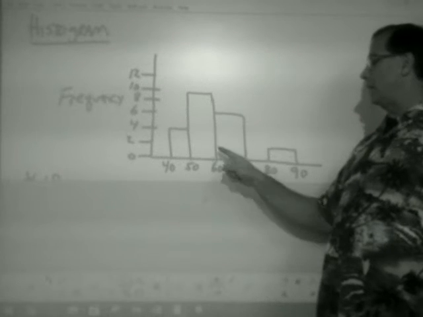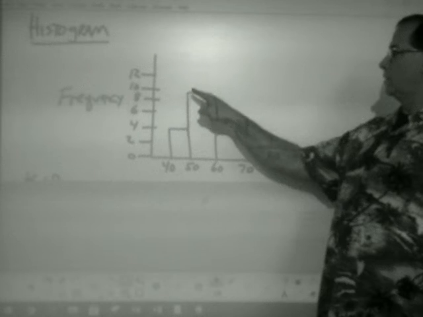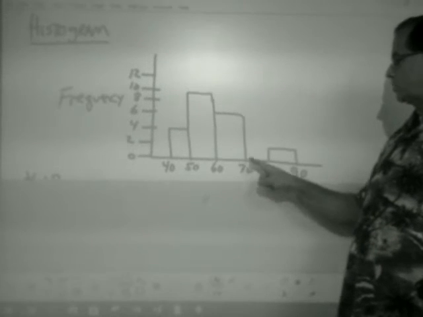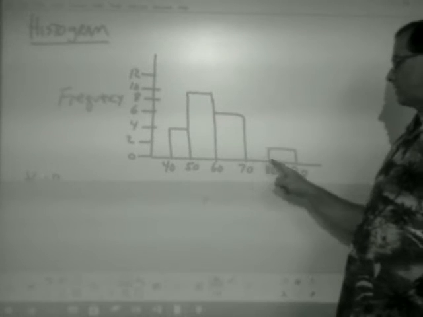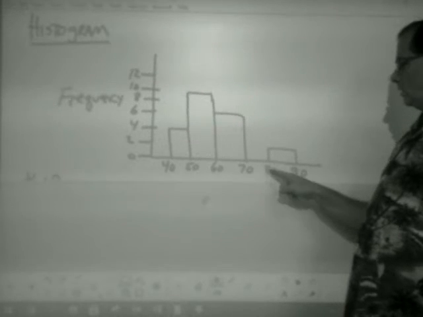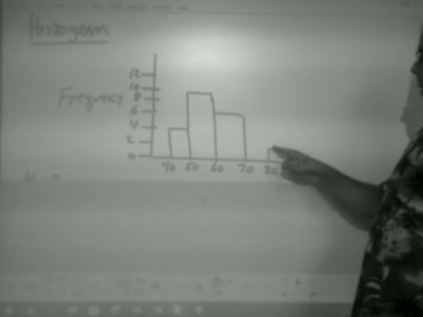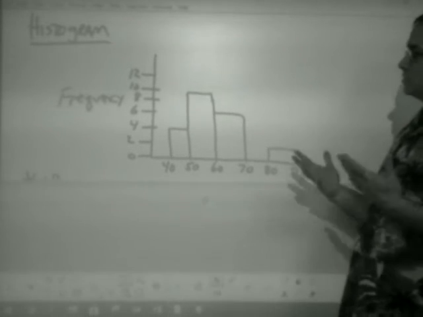50 to 59, but not including 60, there were 10 of them. And then there were 6 in the next bunch. There was nothing from 70 to 79, not including 80. And then from 80 to 90, it looks like there were 2 of them. So this was just an example.